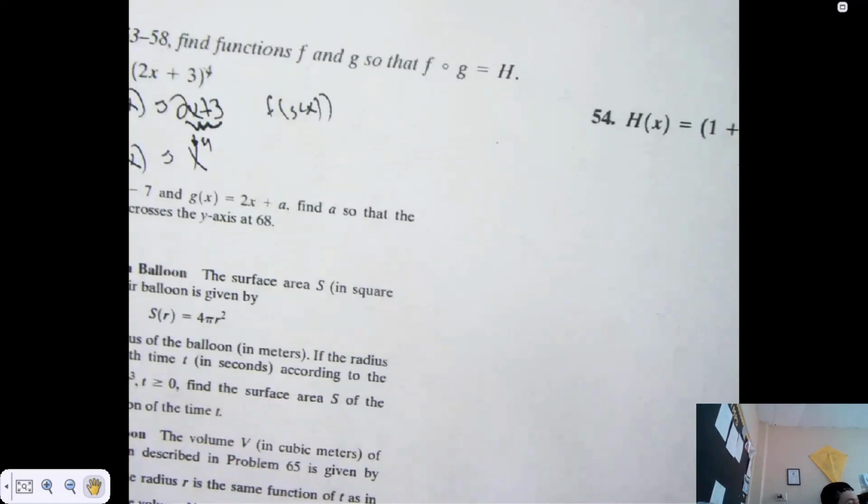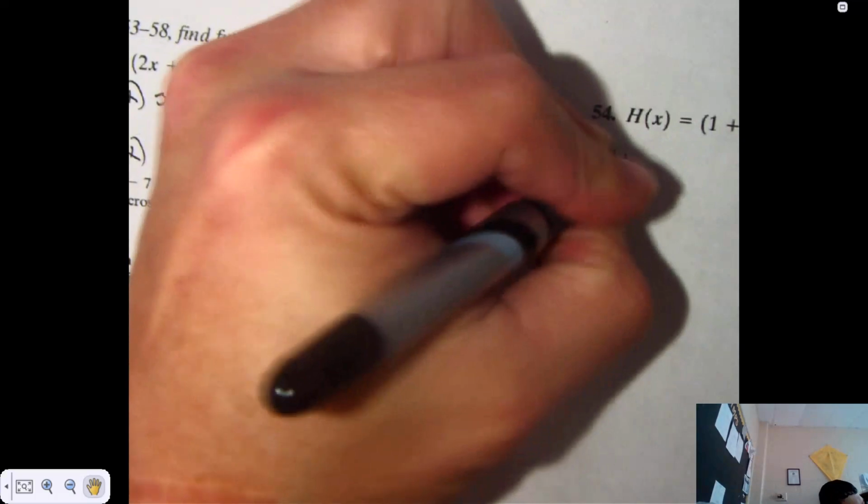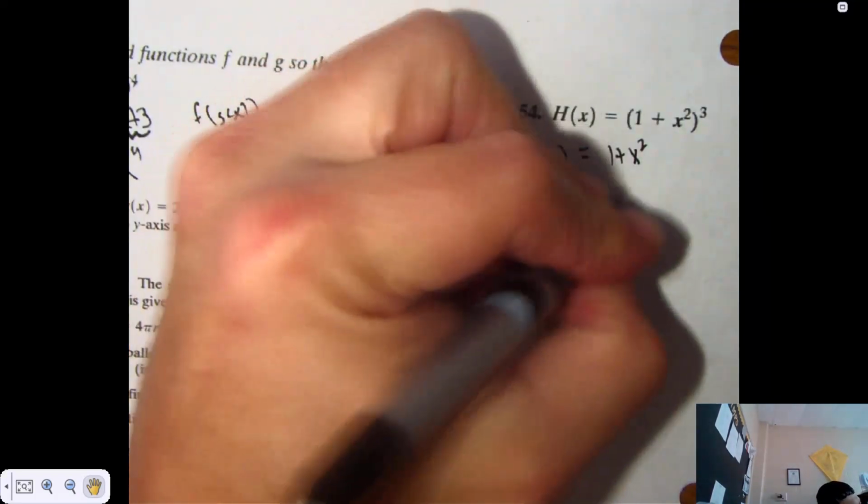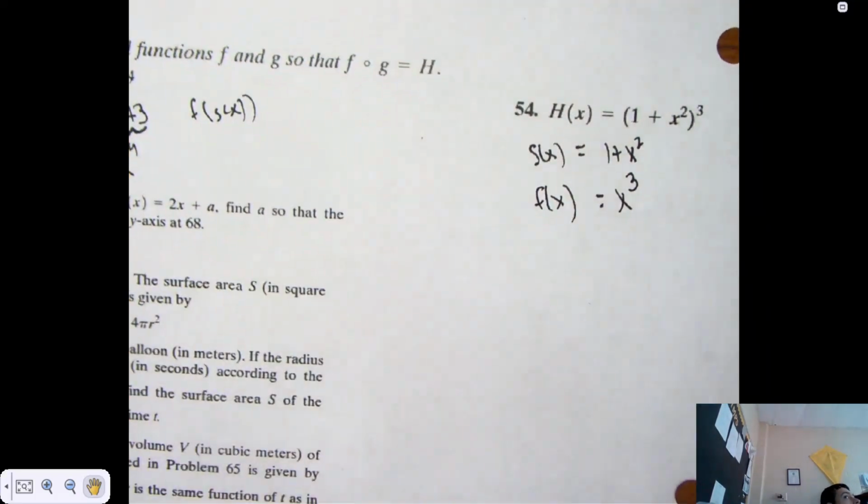And you kind of apply the same idea to 54. On 54, what's g? Yeah, it's just the inside. The inside is always g. And the outside, x cubed. Take something and cube it. What else you need to say?